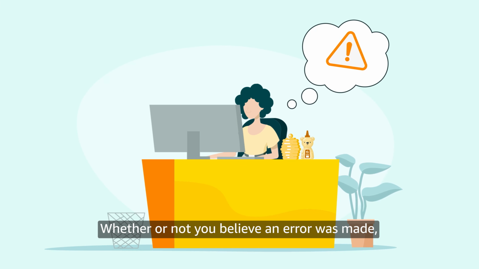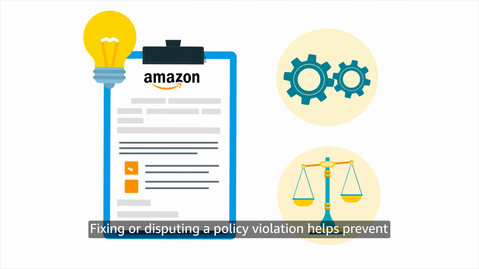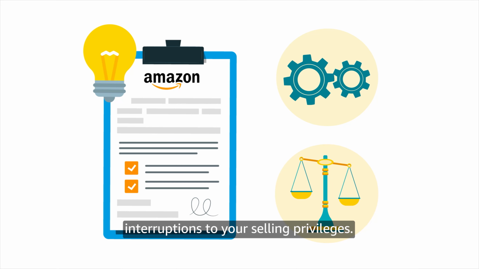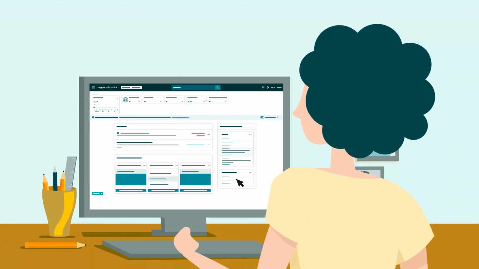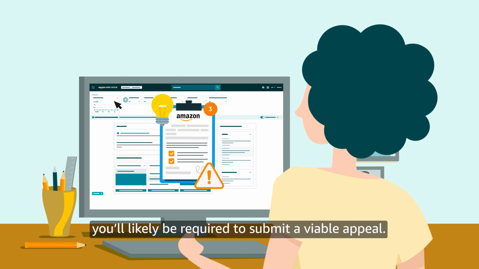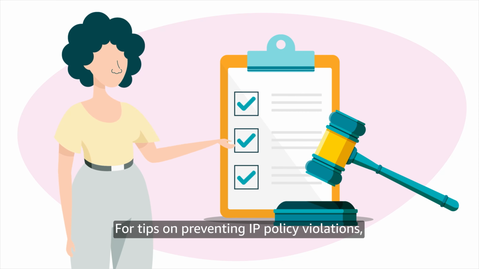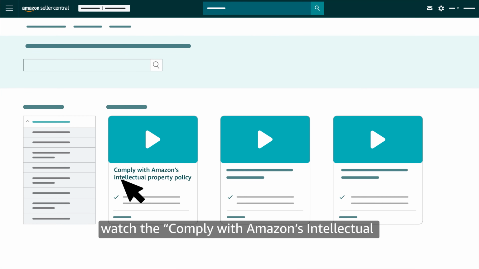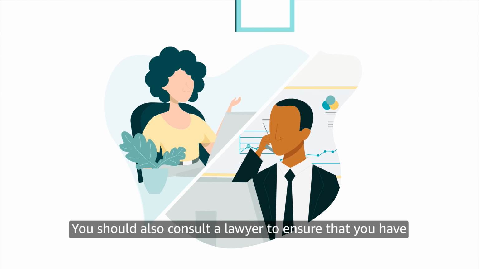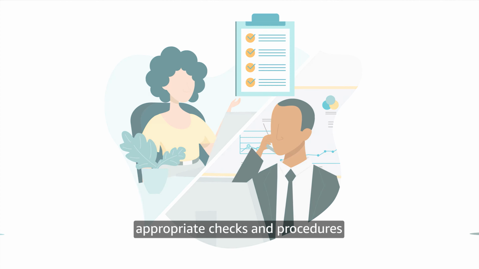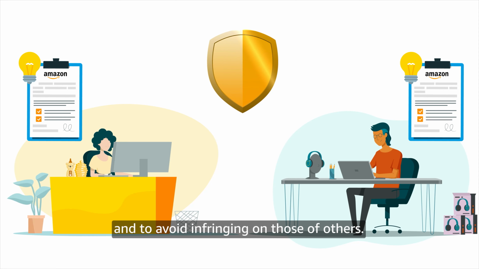Whether or not you believe an error was made, always respond to policy violations in a timely manner. Fixing or disputing a policy violation helps prevent interruptions to your selling privileges. If your account has been deactivated because of multiple notices of IP infringement, you'll likely be required to submit a viable appeal. For tips on preventing IP policy violations, watch the Comply with Amazon's Intellectual Property Policy video in Seller University. You should also consult a lawyer to ensure that you have appropriate checks and procedures in place to protect your own intellectual property rights and to avoid infringing on those of others.